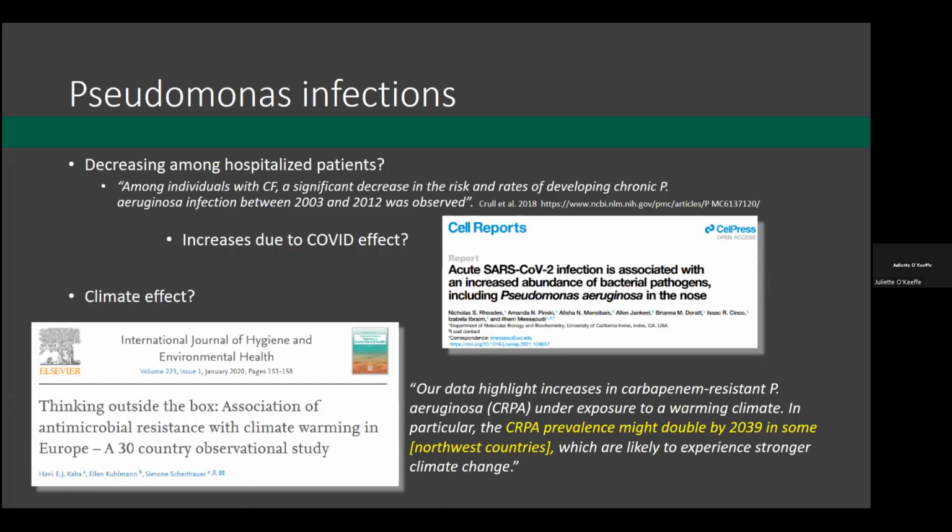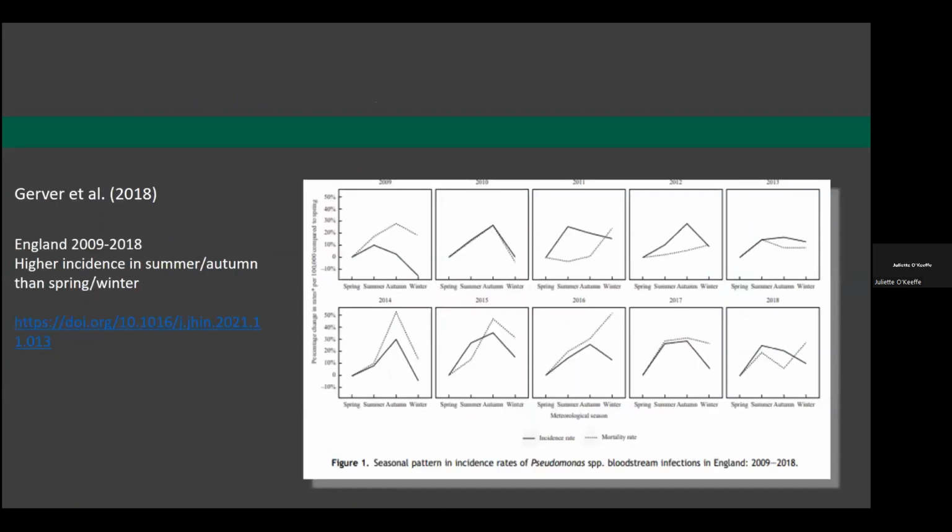And what is the climate effect? It's hard to really pin this down. There's one paper that's looking at how climate warming could impact the prevalence of resistant Pseudomonas, this was a European study looking at Northwest countries, which are more likely to experience stronger climate change, but the drivers for that change are not quite clear. We do see some seasonal types of effects for Pseudomonas, which indicates that things like warming or precipitation could have an impact in how cases go forward in the future.